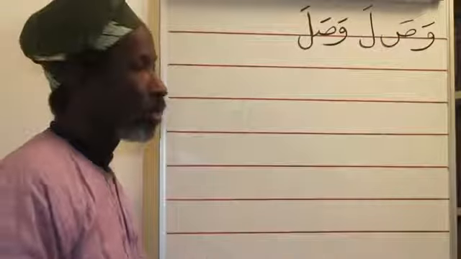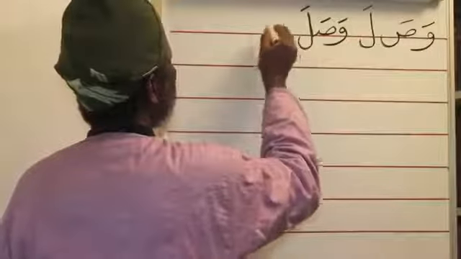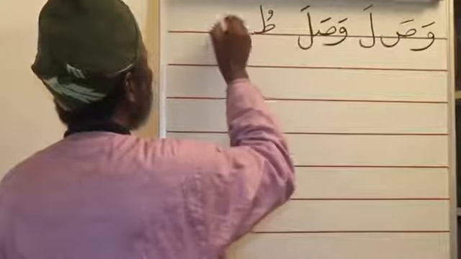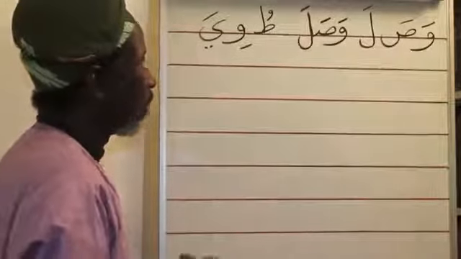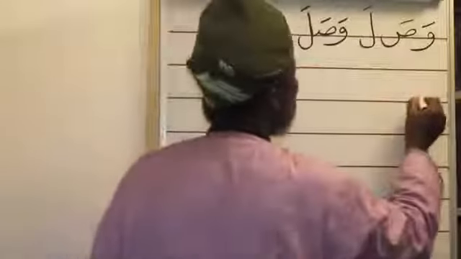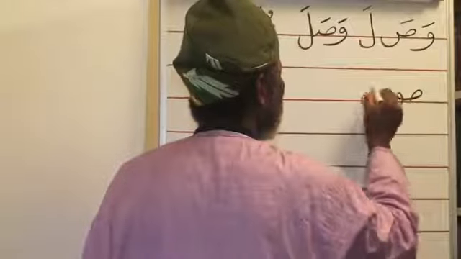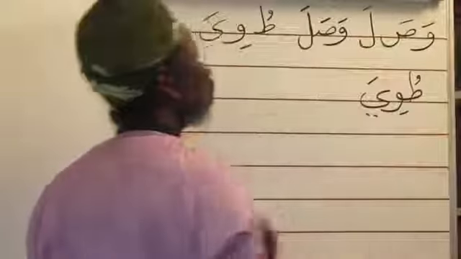Waw in the middle, such as ta and waw and ya. Tu, we, ya. For example, we have tu, we, ya. Join format. Tu, we, ya.